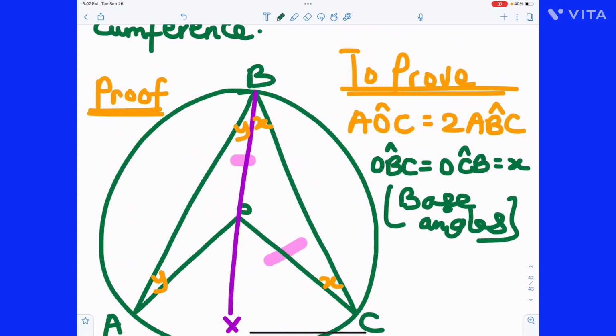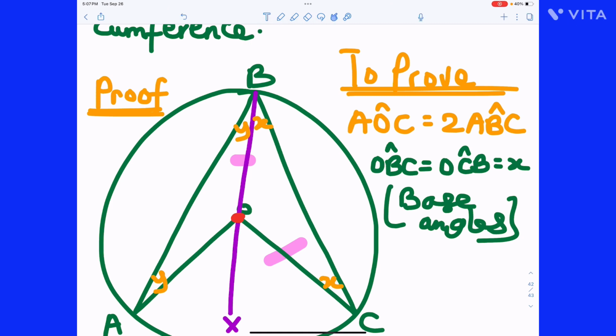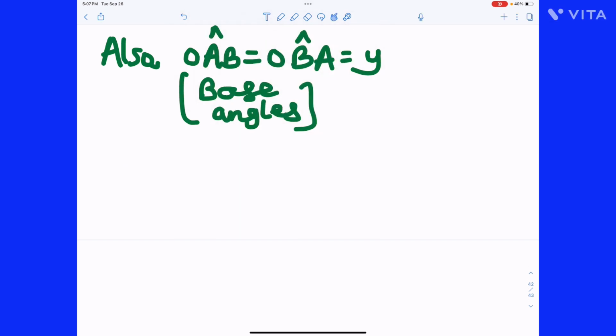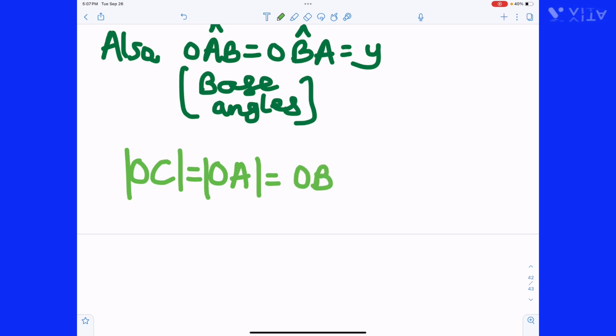Let me describe that more. Angle OAB is the same thing as angle OBA. So this angle Y is the same as this angle Y, because this is a radius and this is also a radius. OA is a radius and OB is also a radius. Let me add that to my proof. The reason for all this is that OC is the same as OA, is the same as OB, is the same as R from the diagram.